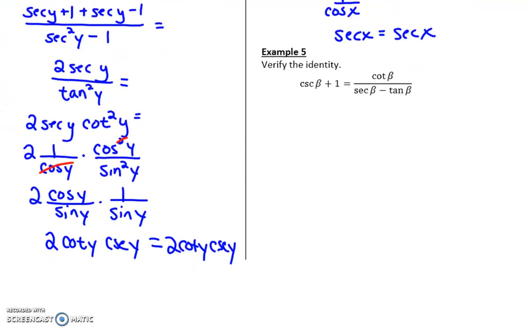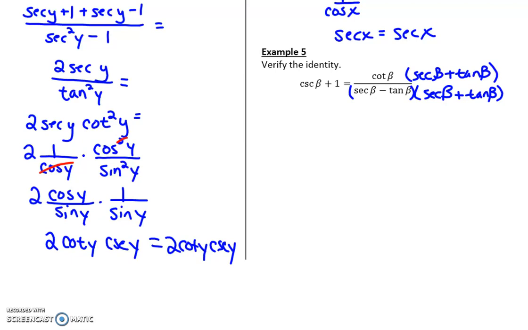All right, let's try example 5. Now this time it looks to me like the right-hand side is a little bit more complicated, so we're going to work that side. Now we can't separate anything, so we're going to do this one very much like we would rationalize. So in order to try to get a Pythagorean identity, possibly, we're going to multiply by the conjugate. And so we're going to multiply by secant of beta plus tangent of beta. And then whatever we do to the denominator, we have to do to the numerator.